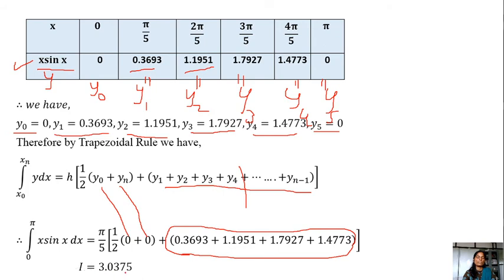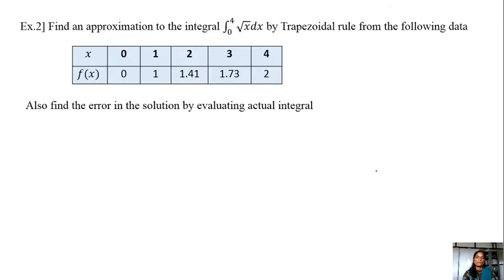You will get I is equal to 3.0375, and this is the answer. Integration 0 to pi x sin x dx is 3.0375. So remember this, how to integrate a given function by the trapezoidal rule. Remember this trapezoidal rule.